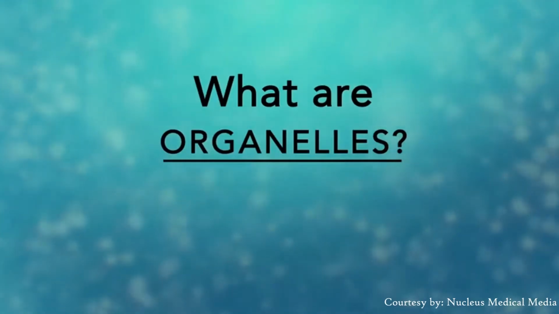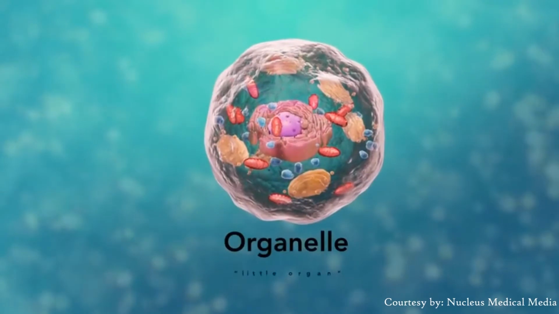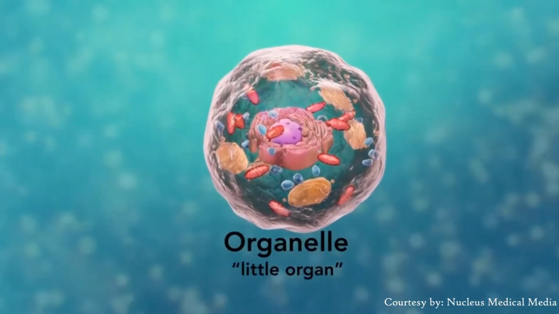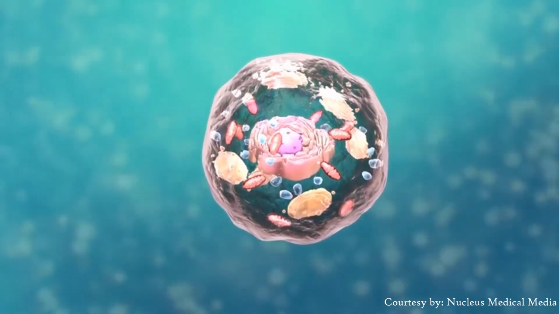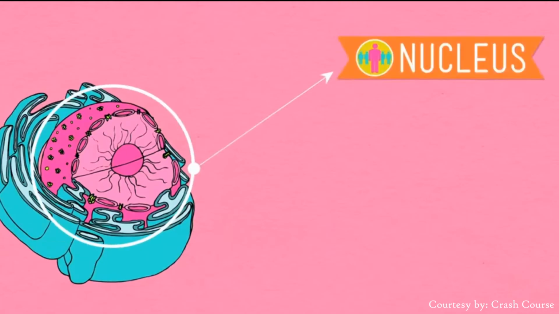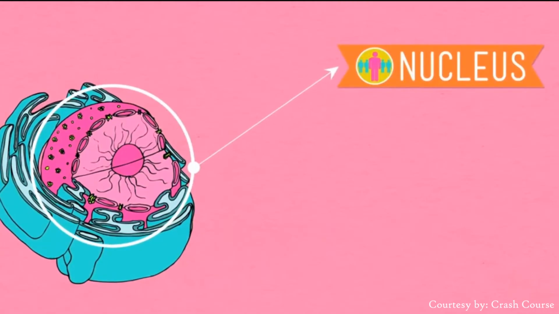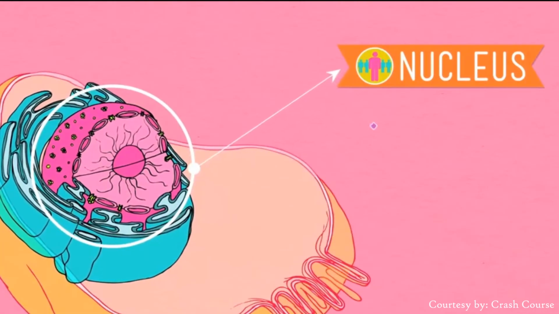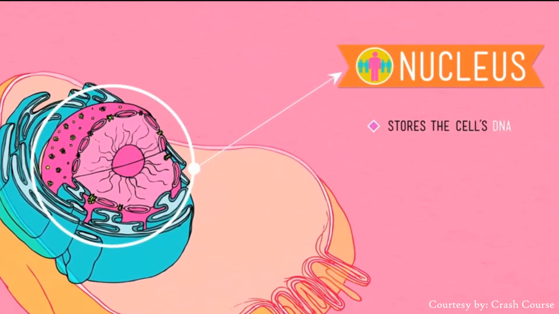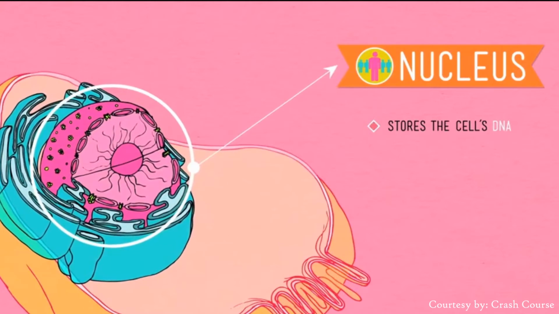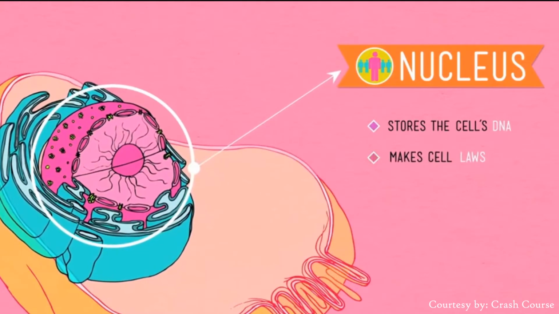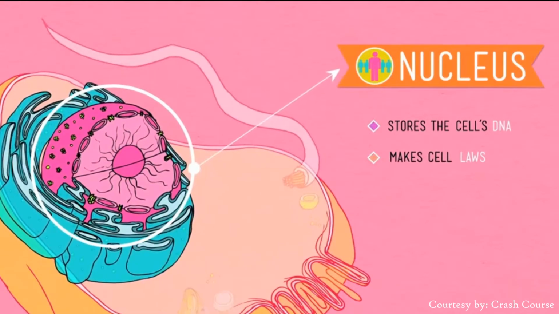In eukaryotic cells, we have organelles, or little organs, and the first organelle is the nucleus. The nucleus has a nuclear membrane that contains the cell's genetic material, simply known as DNA molecules. It controls the cell's growth and reproduction.